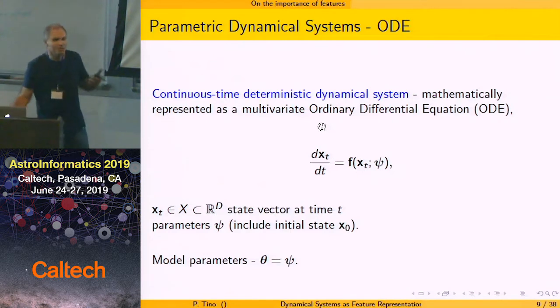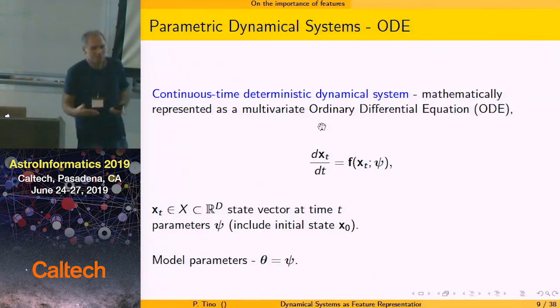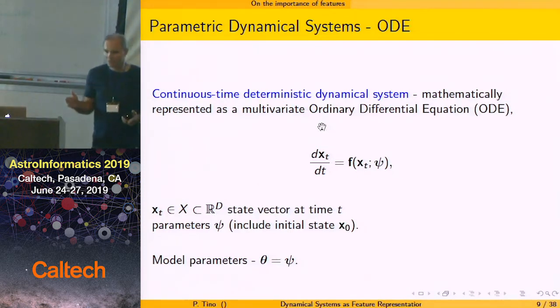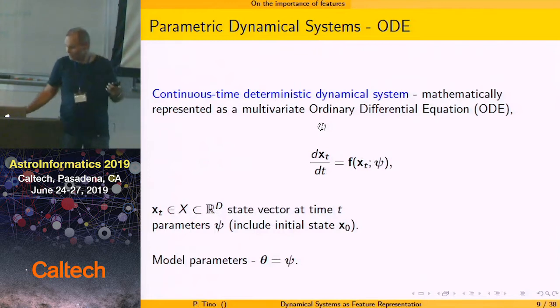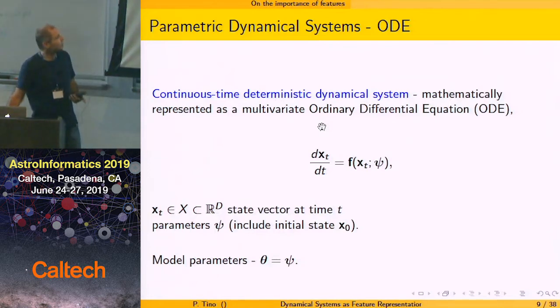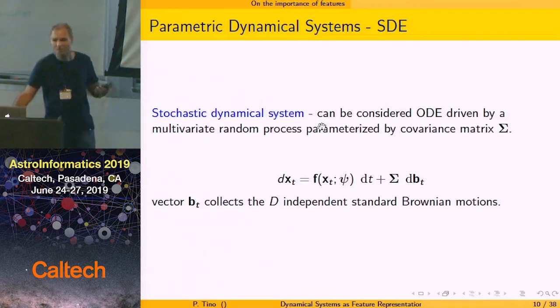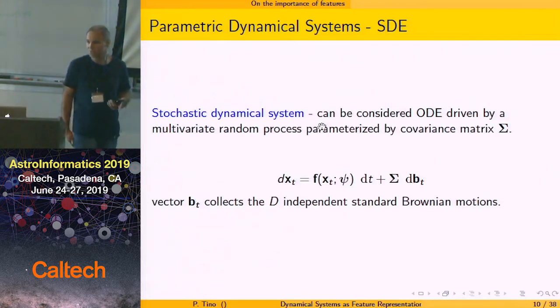Okay, so what are our dynamical systems going to be? Because we have irregular time series, I need to have continuous time because I don't know when my measurements will be taken. So it's either an ODE, an ordinary differential equation, or it's going to be a stochastic dynamical system, which is a much worse situation.